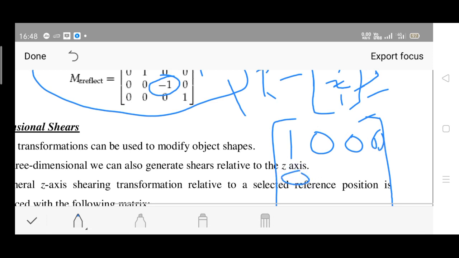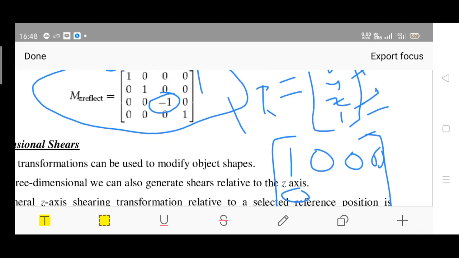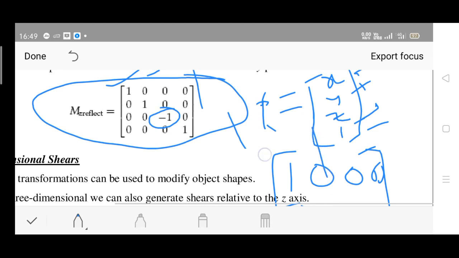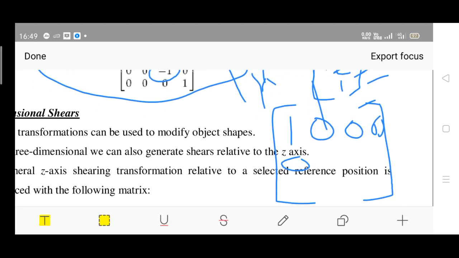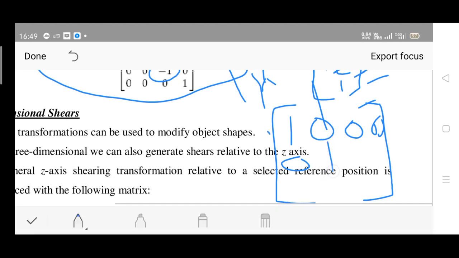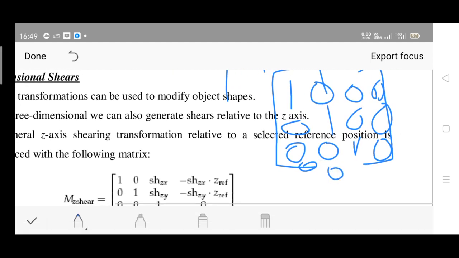Similarly, as per equation number 2, what is equation number 2? Y only, we have y only. So the coefficient of x is 0, coefficient of y is 1, z is 0, and the constant is also 0. And here we will have 0 0, this is z as well as 0. The fourth row will be the constant values, 0 0 0 as well as 1, right?